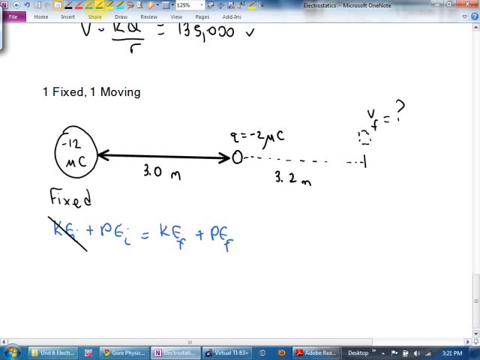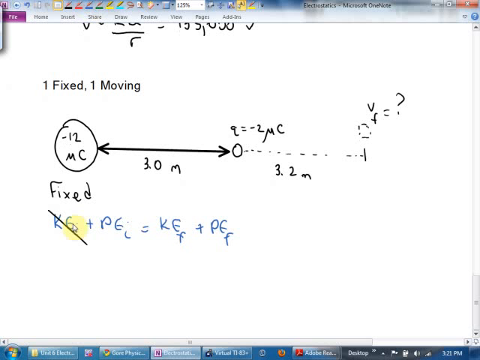I would go, what is potential energy between two charges? I would go K, Q1, Q2 over R initial equals a half MV final squared plus K, Q1, Q2 all over R final.